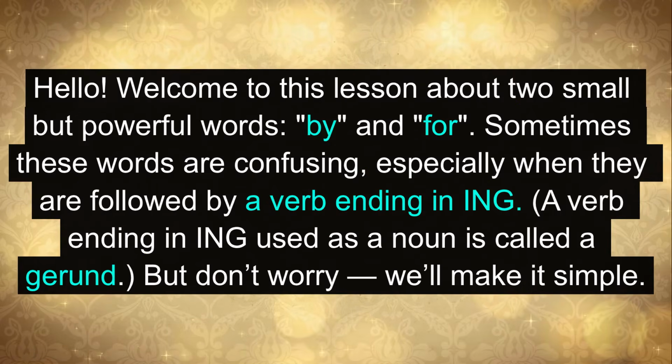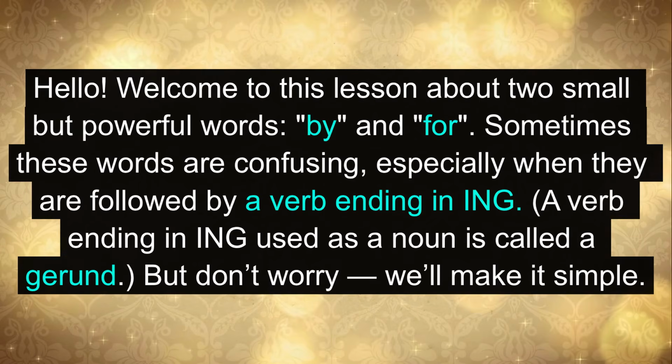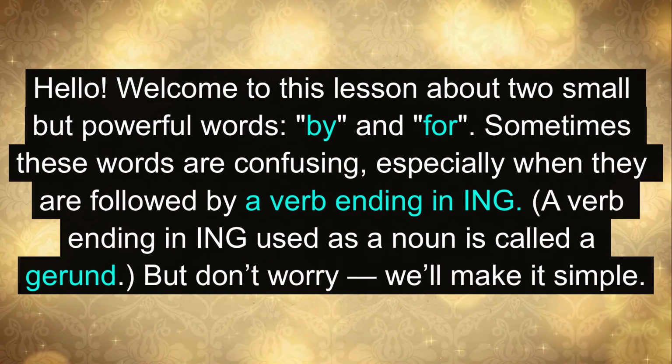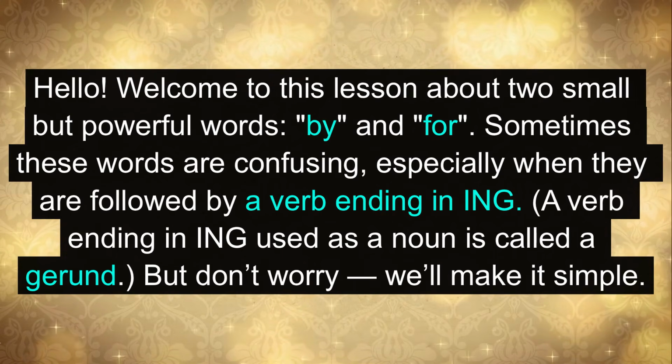Hello. Welcome to this lesson about two small but powerful words, by and for. Sometimes these words are confusing, especially when they are followed by a verb ending in -ing. A verb ending in -ing used as a noun is called a gerund. But don't worry, we'll make it simple.